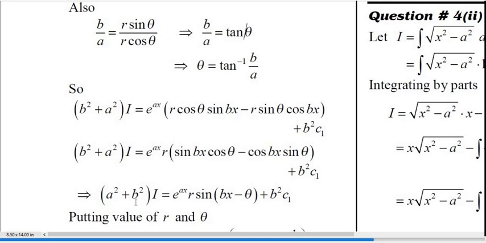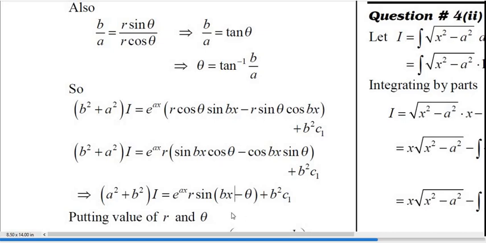Now (a square plus b square) I is equal to e power ax r, and this is a trigonometric function. We know that sin(alpha minus beta) is equal to sin alpha cos beta minus cos alpha sin beta. Here alpha is bx and beta is theta, so it can be written as sin(bx minus theta) plus b square c1. Putting the value of r and theta.